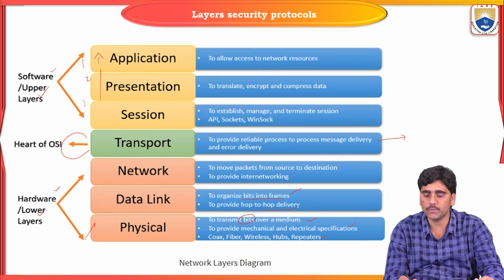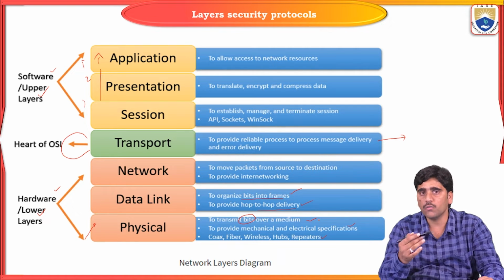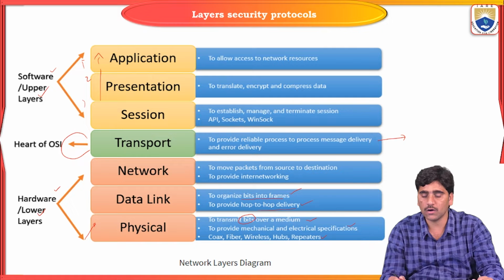And provide hop to hop delivery. That is nothing but hop to hop, which means one place to another place, that is, one station to another station. So how does it provide the delivery of the packets? And the network layer, so the moving of the packets from source to destination.